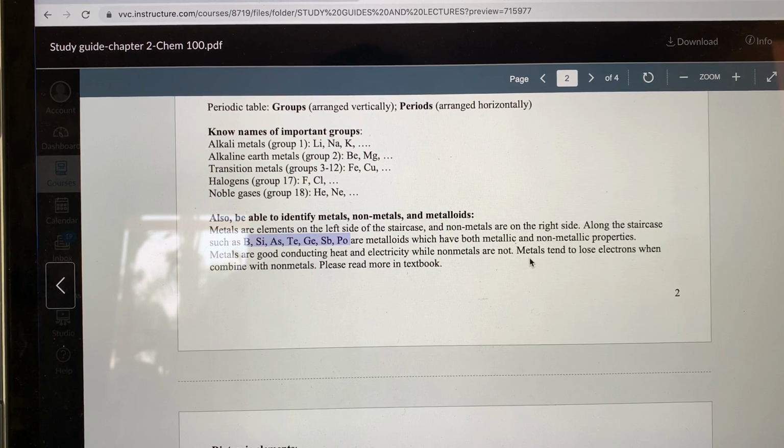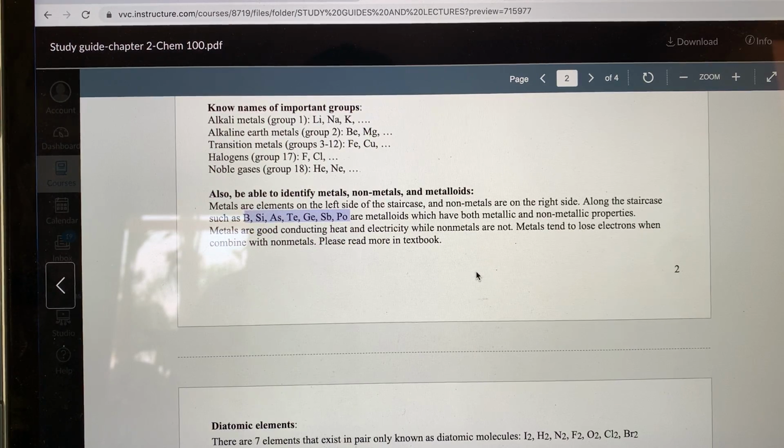In terms of chemical properties, metals tend to lose electrons when combined with non-metals, and obviously non-metals accept electrons. And if you need more information, there's more information in the textbook.